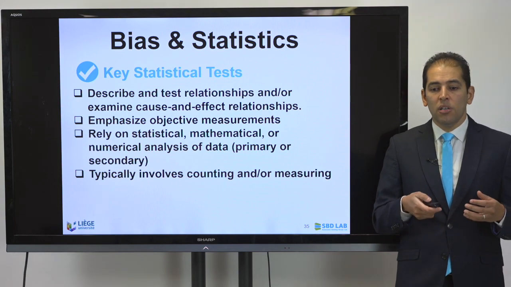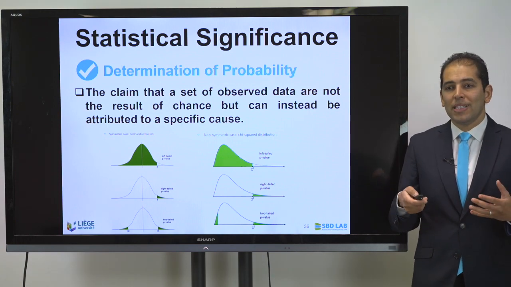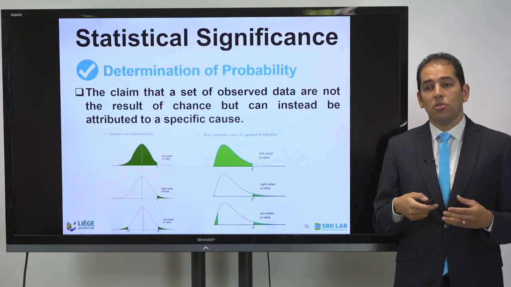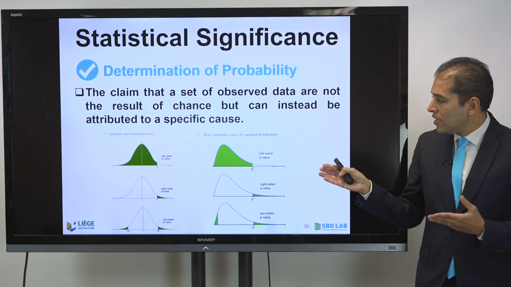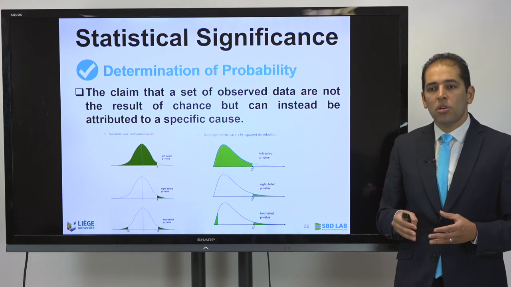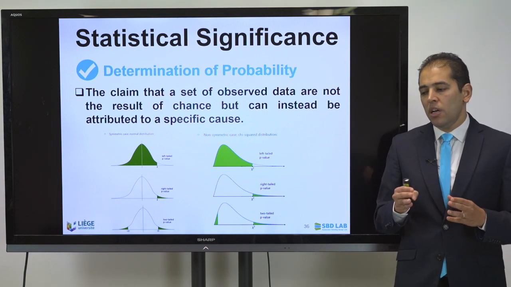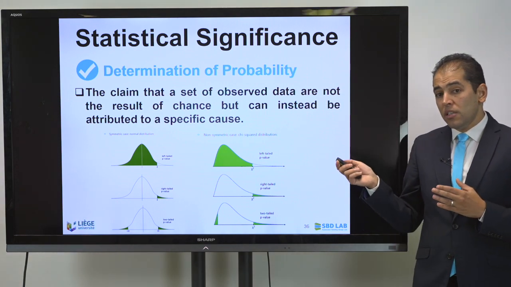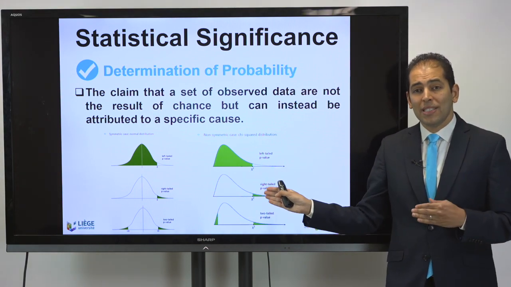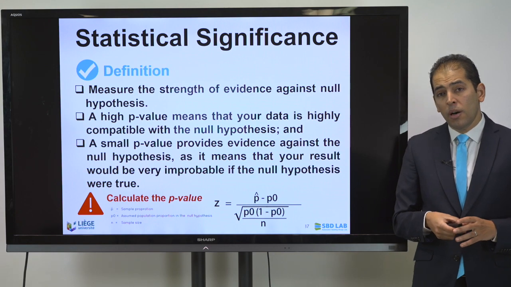Also take care of your data and your determination of probability. The claim that a set of observed data are not the result of chance needs to be proved through several tests, so this could be attributed to a specific case. So make sure that you have a better representation of your population and you don't have an asymmetric case, or your chi-square test distribution shows a skewed or imbalanced distribution of data. The normal distribution data and the non-normal distribution data can influence your tests and influence your results. So this is also a very important point to take care of.